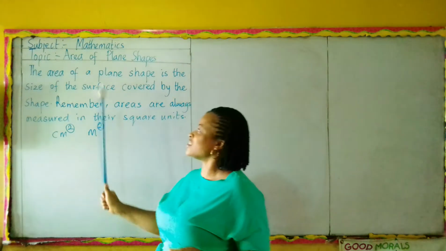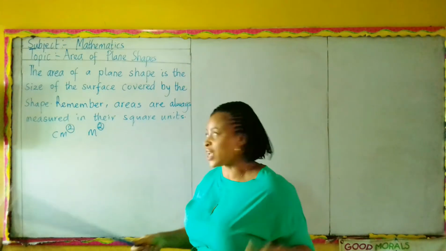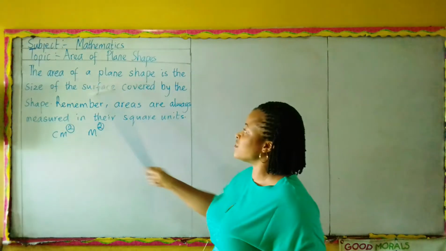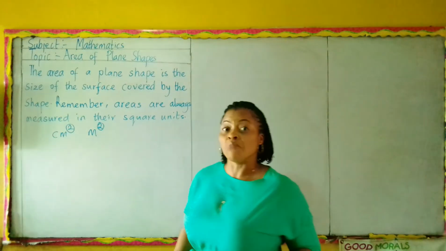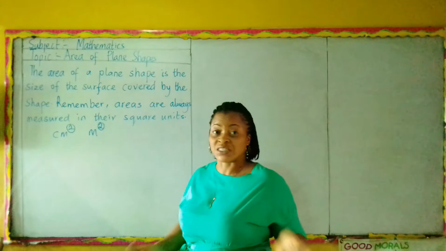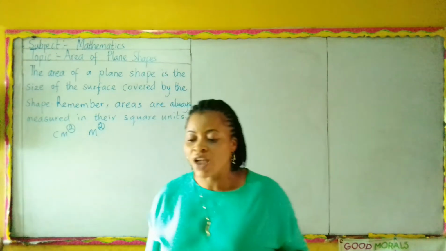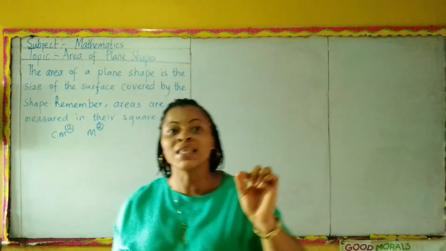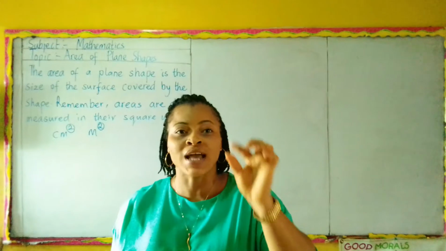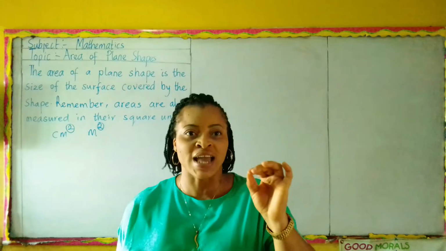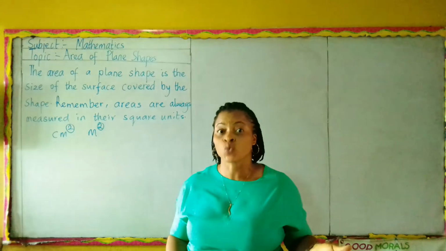So today we are going to define what's the meaning of area of a plane shape. You've heard the word area over time. The area of a plane shape is the size of the surface covered by the shape. To me, this might make you forget it. You might not actually pick the actual definition of area. Area talks about what? Picking a side of a particular shape, one at a time. Do you understand? Good.